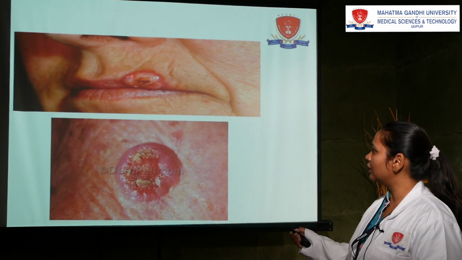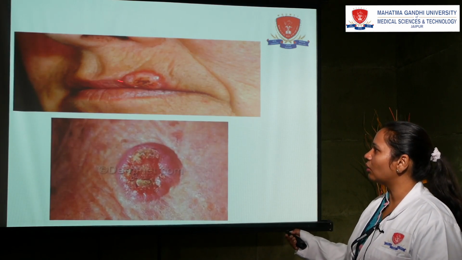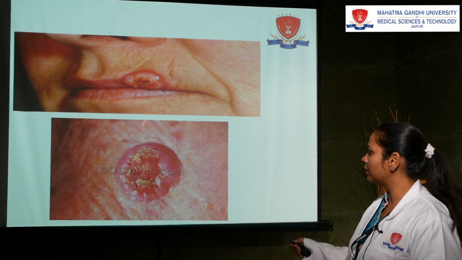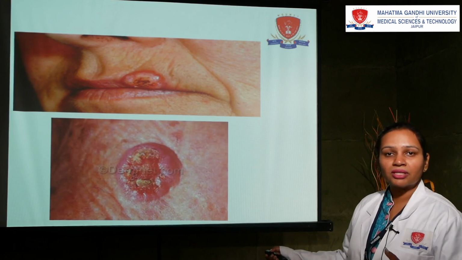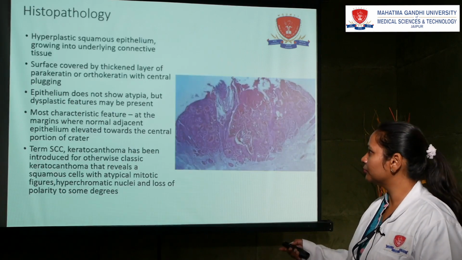See, this is the lesion. Most commonly it is seen on the vermilion border of the lip. It sometimes looks like squamous cell carcinoma also.